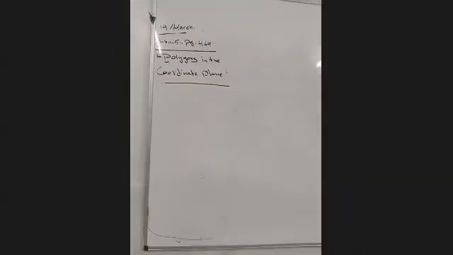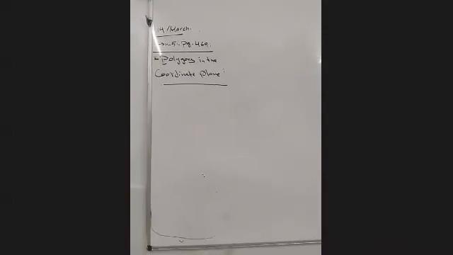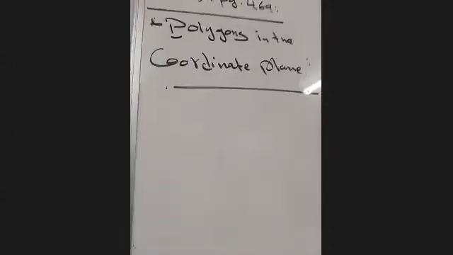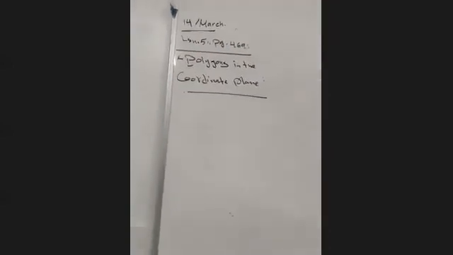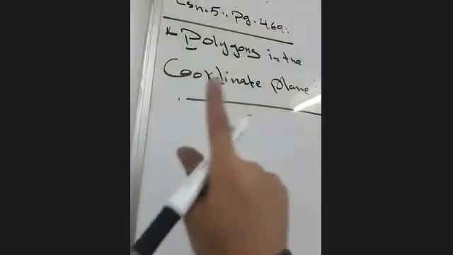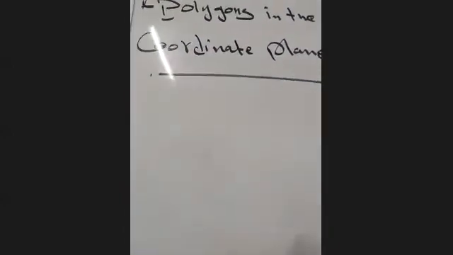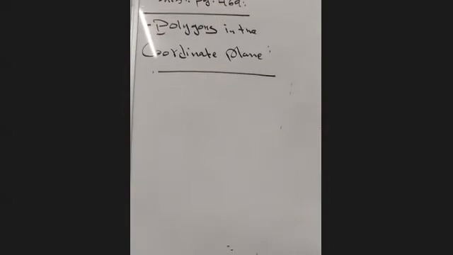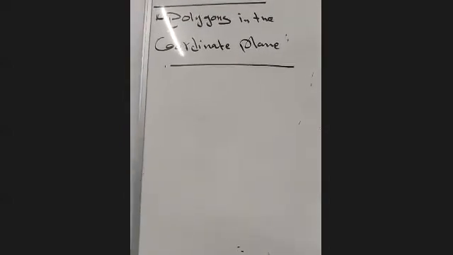Okay, guys, we are on lesson 5, page 469, polygons in the coordinate plane. Now, in the previous lesson, we learned how to find the area of regular polygons. And we said that regular polygons are polygons with the same side lengths and same angle measures.